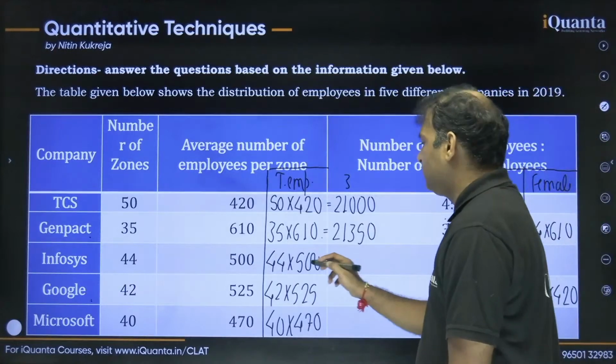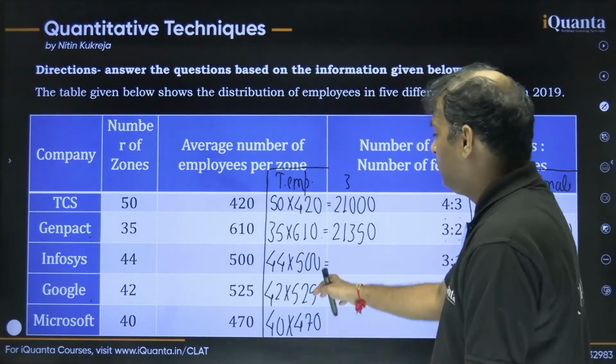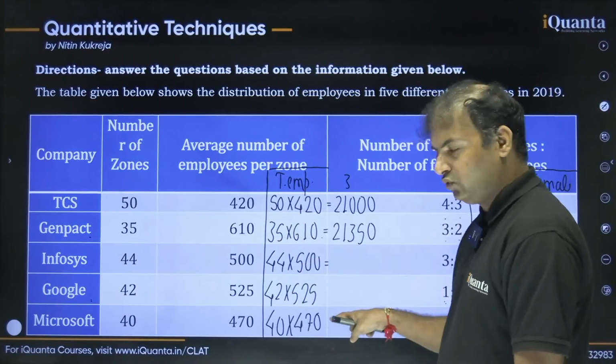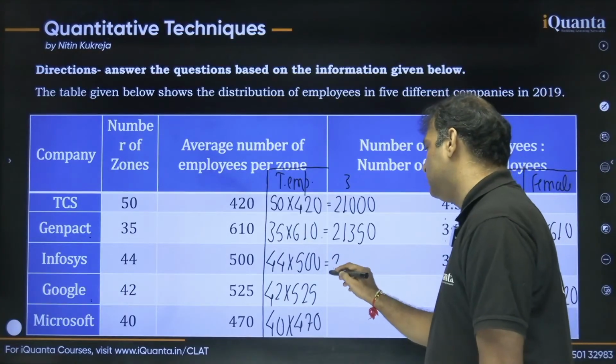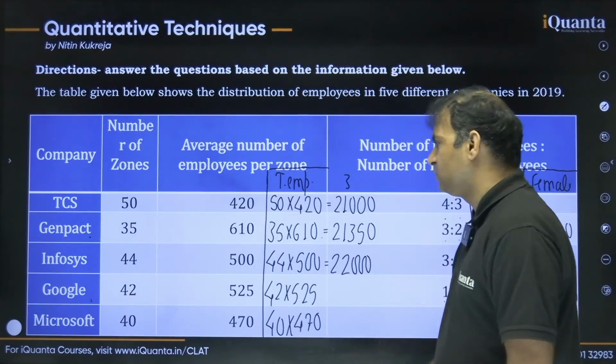Next, 44 into 500, this is also easy. We can say 500 as 1000 by 2, okay, and 44 by 2 is 22, and this will be 1000, so 22,000 it will be, right? Easy calculation, we can do it.